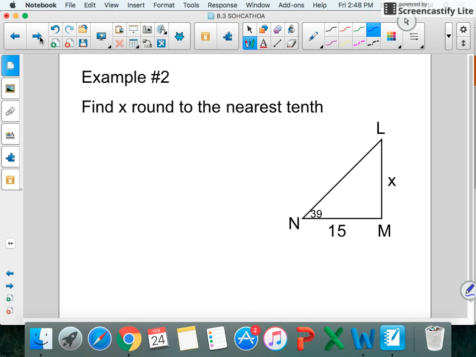Our next example, we're going to actually have to solve out for something. So we're going to either be solving for an angle or solving for a side. So first, we're going to start with our angle. So we have angle N. And we have to figure out if we're going to use sine, cosine, or tangent. So if I look at what I'm given, I have x. This is my opposite side. And this is the adjacent side to this angle. So opposite and adjacent means we use tangent.